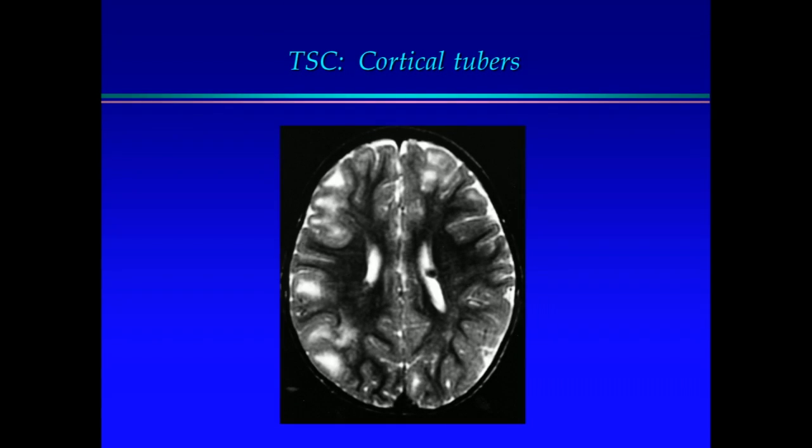If you look at cortical tubers, they're located at the gray-white junction. In the brain you have the gray matter, which here looks lighter on this sequence. That's where the neurons are. During gestation, the neurons, which are the big workers in the brain, start out in the middle of the brain and migrate out in waves, ending up on the surface of the brain. So that is the gray matter.